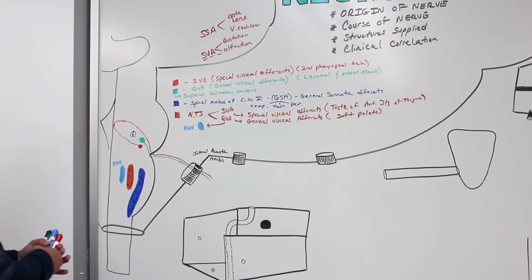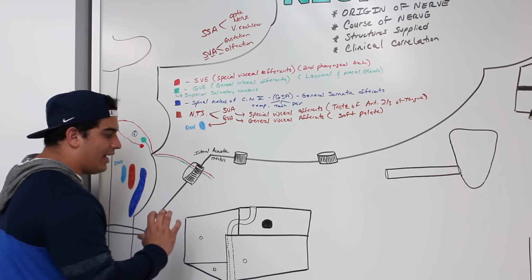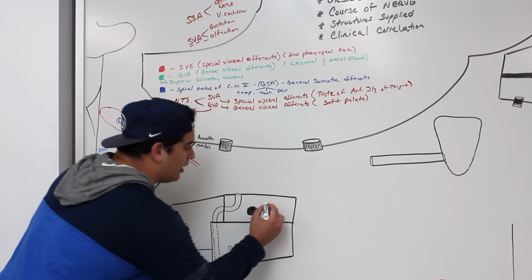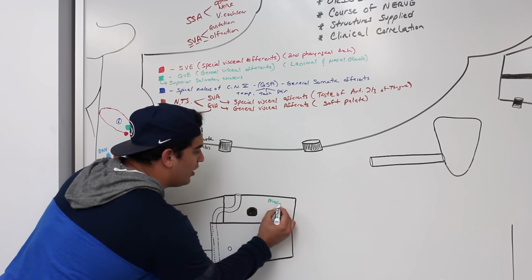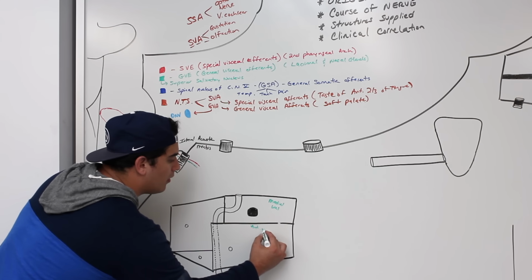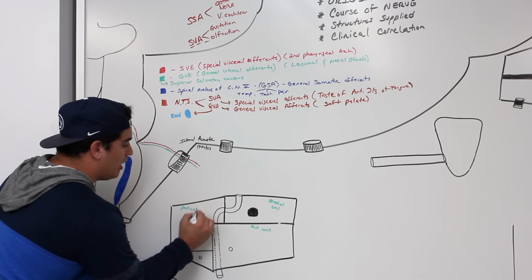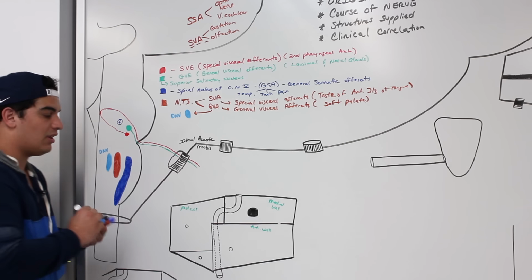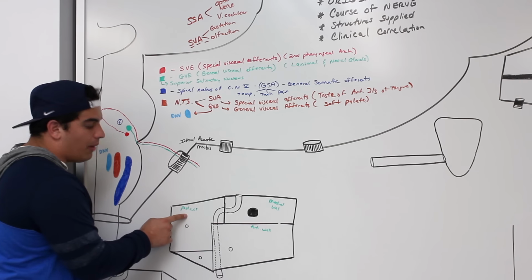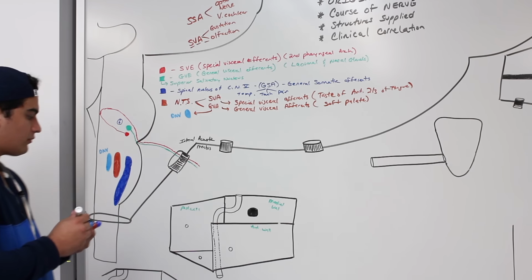So if you look here for a second, this is a look at the tympanic cavity. This would be the medial wall. This is the anterior wall. This is the posterior wall. And I've taken out the actual lateral wall, so you can't see it. So we have the medial wall, anterior wall, and posterior wall.